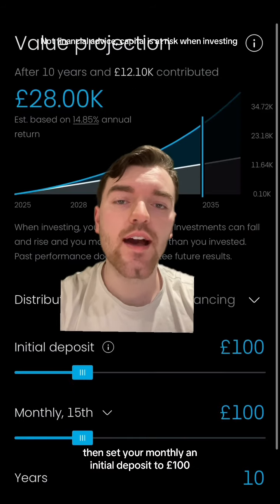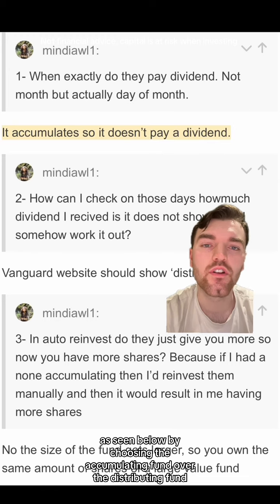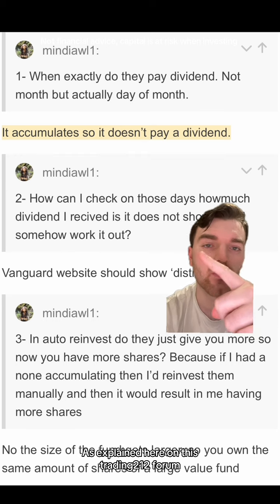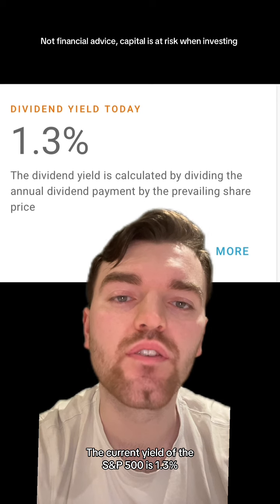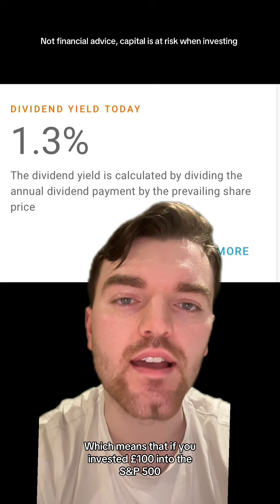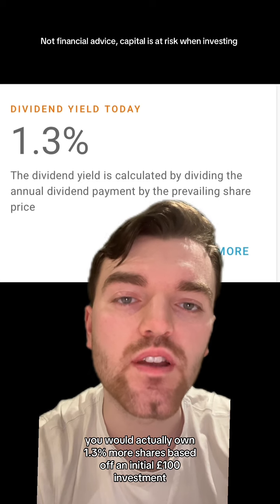Then set your monthly and initial deposit to £100 as seen below. By choosing the accumulating fund over the distributing fund, it means that dividends will be automatically reinvested, as explained here on this Trading 212 forum. The current yield of the S&P 500 is 1.3%, which means that if you invested £100 into the S&P 500 and didn't touch it for a whole year, you would actually own 1.3% more shares.